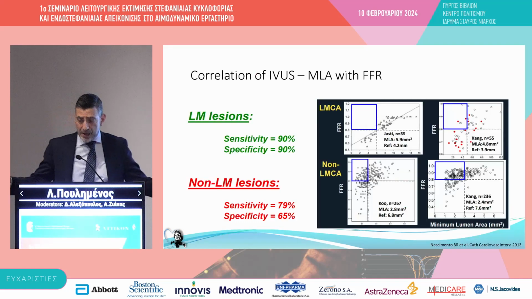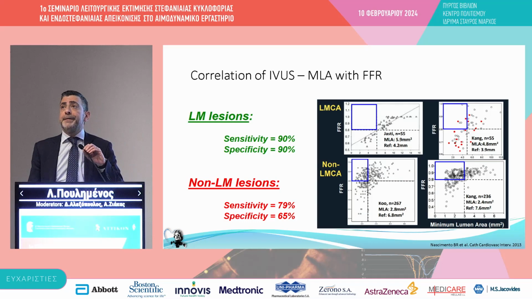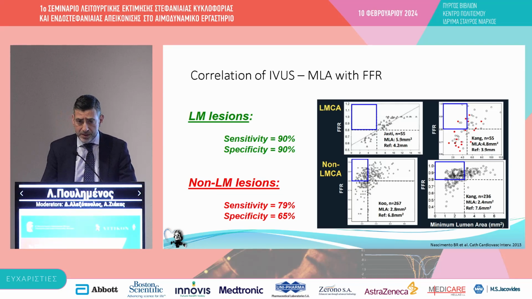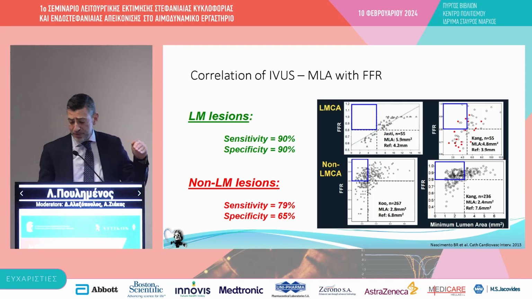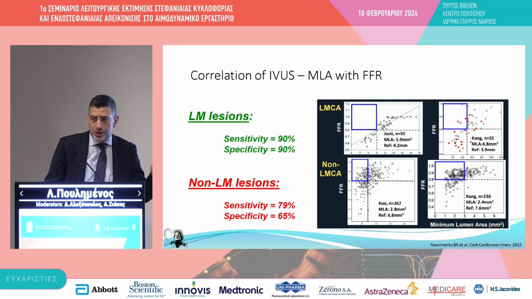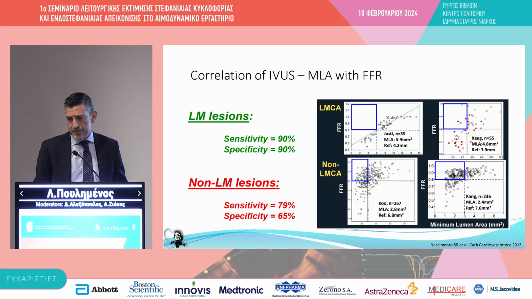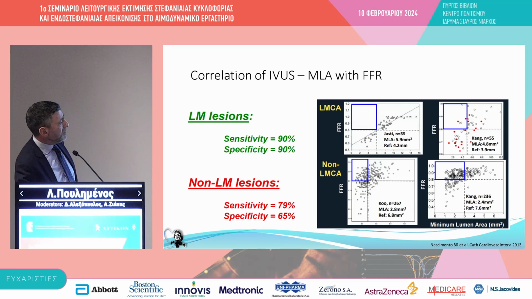Finally, the last reason to use imaging is when we have to characterize the severity of the disease. We heard before from Professor Escaned that we have to rely on functional indices, but that's not true for left main disease. In left main disease, the sensitivity and specificity of IVUS as compared to FFR in delineating severe disease for which we have to intervene is excellent.